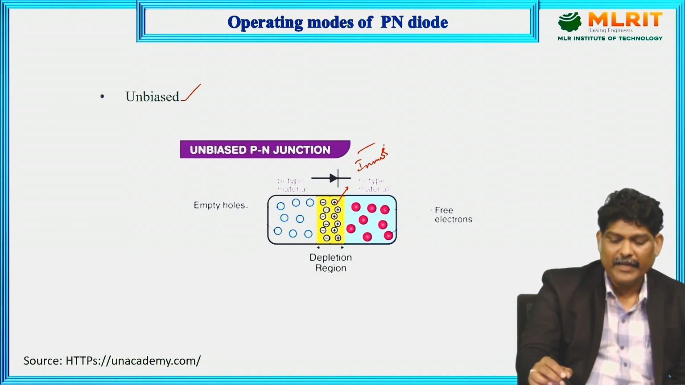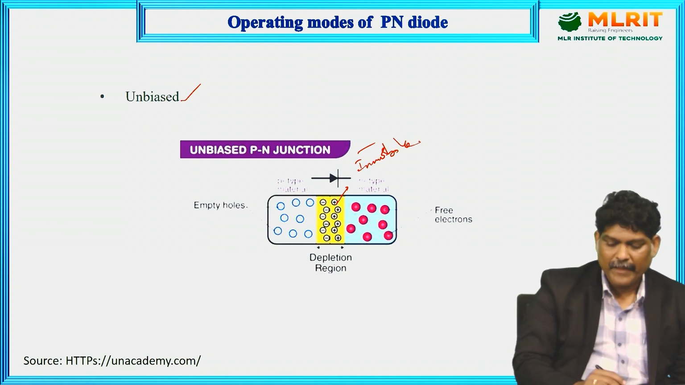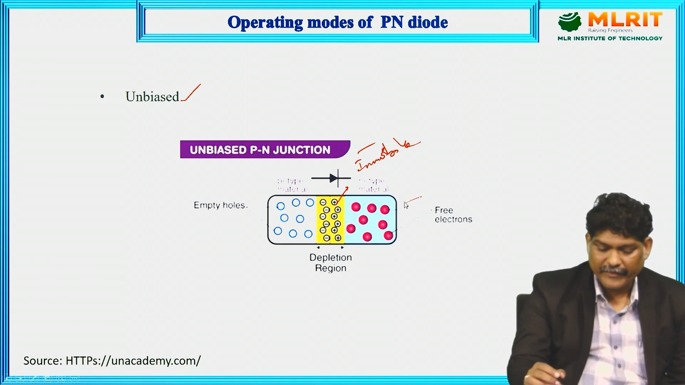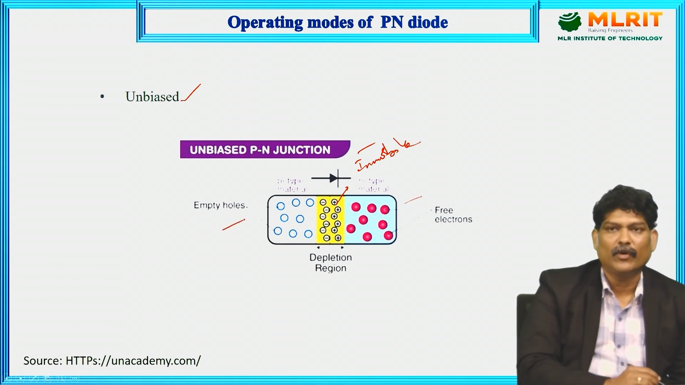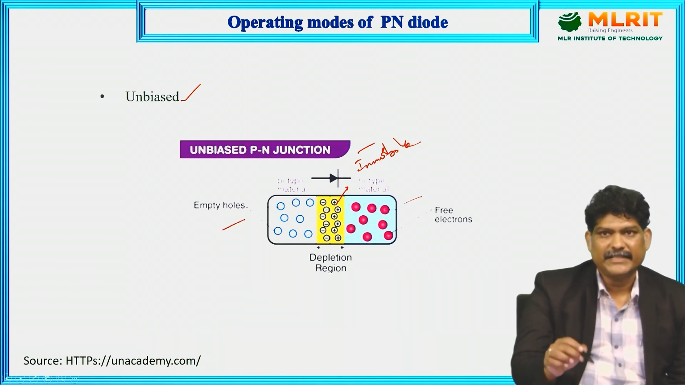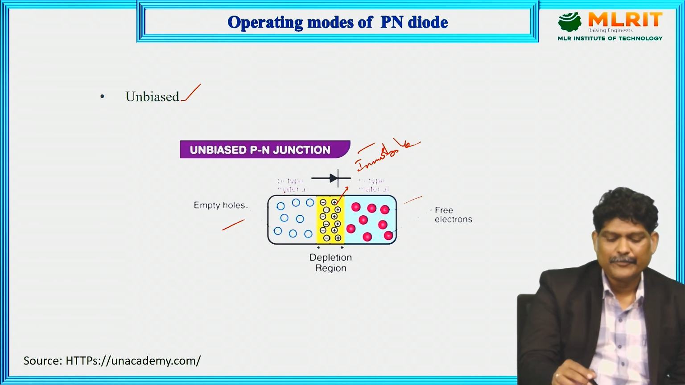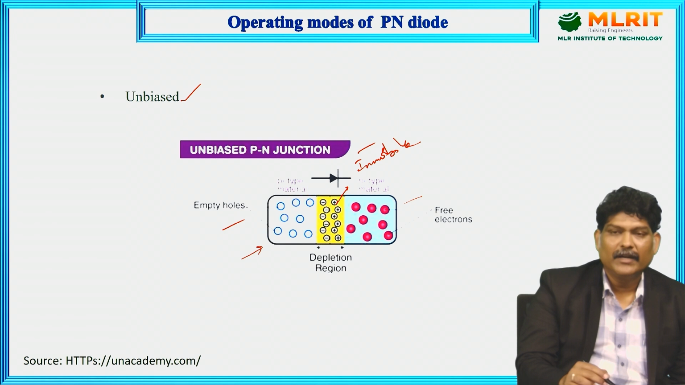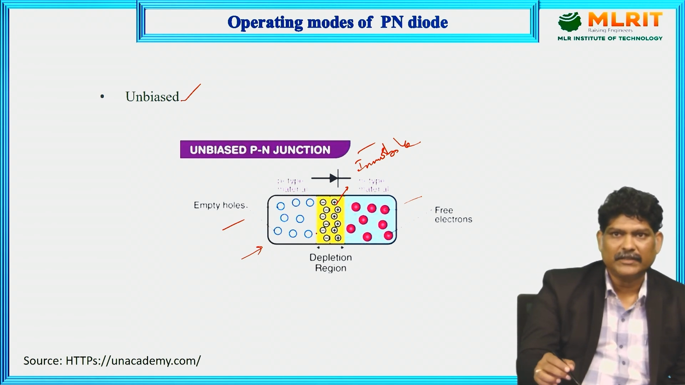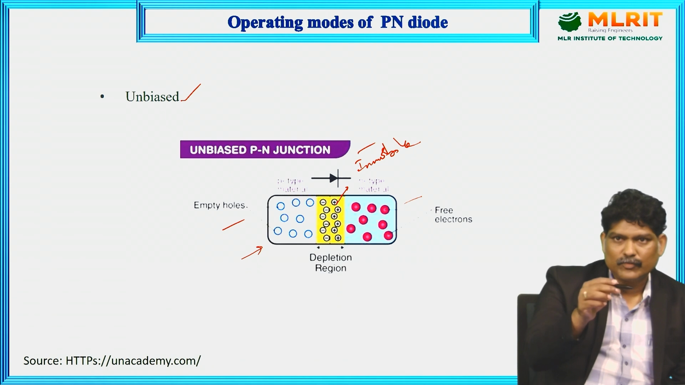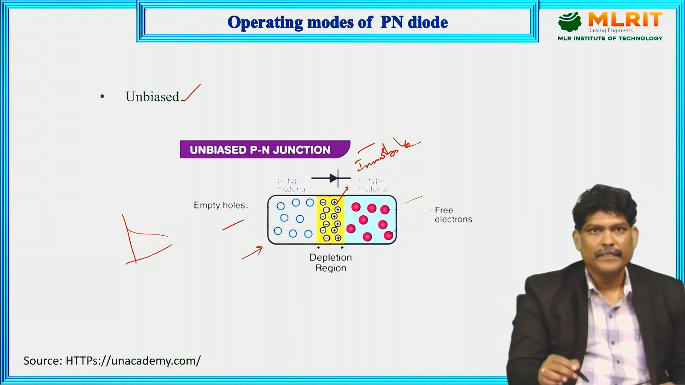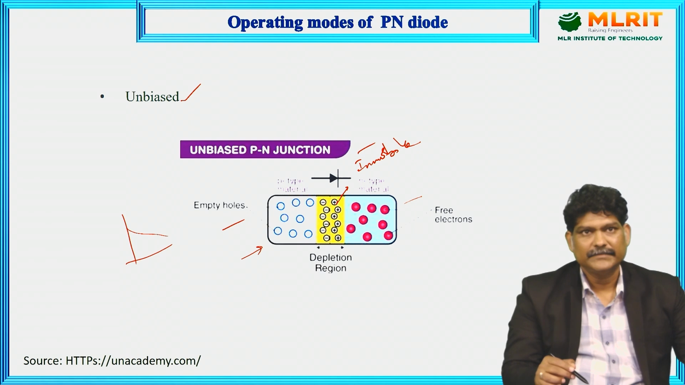There will be immobile ions. So these are free electrons and these are the empty holes. They are stable. So we can expect a diffusion current in this. If you dope with different concentrations, the electrons move from high concentration to low concentration like this. This is about the unbiased PN junction.